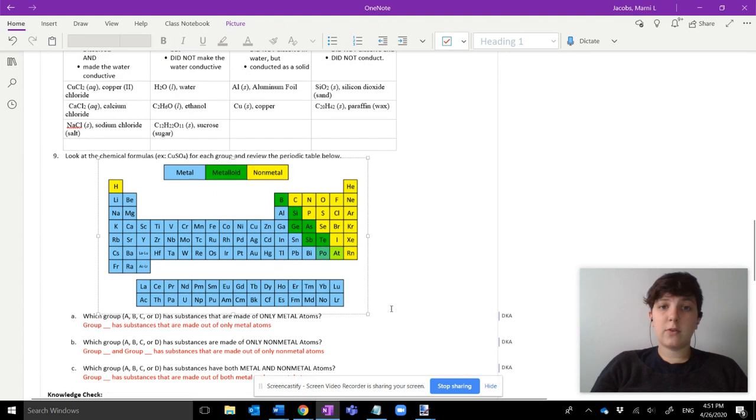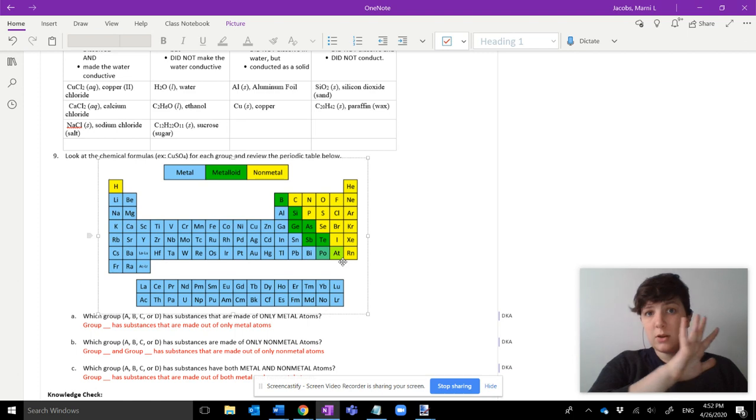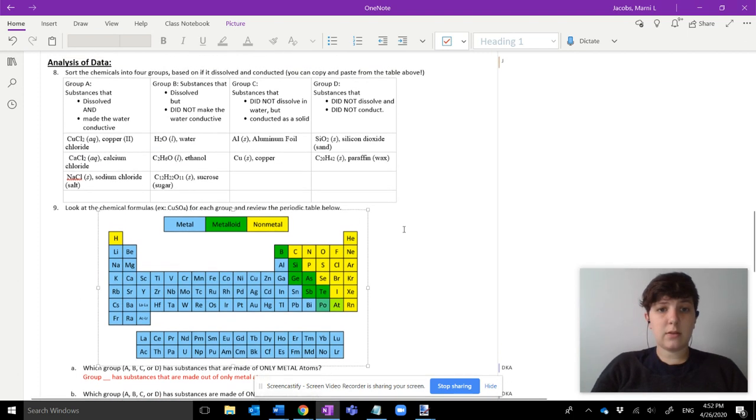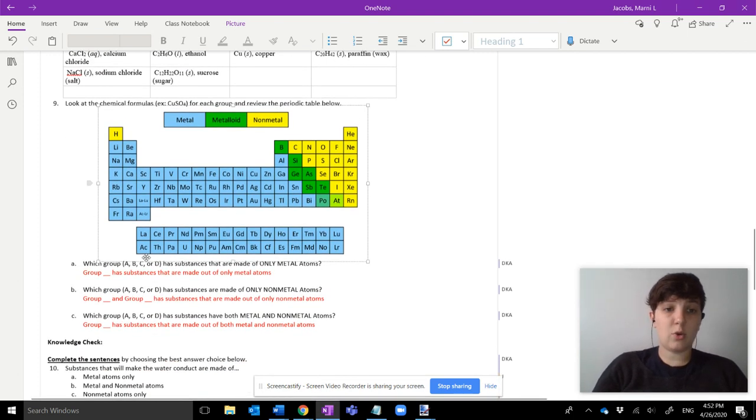Remember, one of the very first things we did during chemistry is we sorted the periodic table into metal atoms. All of the blue ones here on the left are metal atoms, and all of the yellow ones on the top right plus hydrogen are non-metal atoms. And some of these here on the border are called metalloids or semi-metals. Sometimes they act like metals, sometimes they act like non-metals. We're mostly going to talk about the pure nonmetals and pure metals. So let's take a look here at question 9.